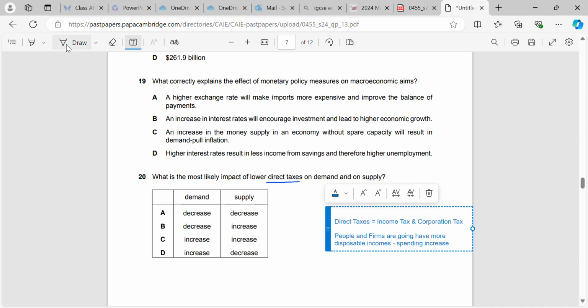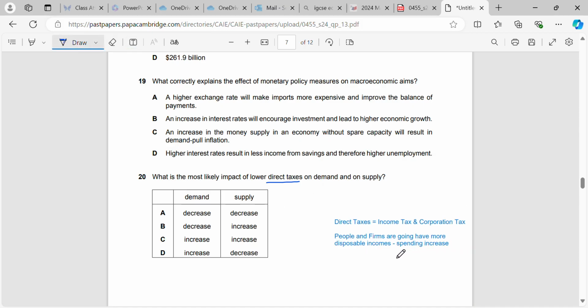So if we know anything about demand and supply, we know that if spending is going to increase, then that means that demand will move to the right. So demand is going to increase, and if demand increases for the products, that means that supply is going to increase also, because the chance to make more profit will also increase as we get more goods and services demanded. So lower direct tax will result in an increase in demand and supply.